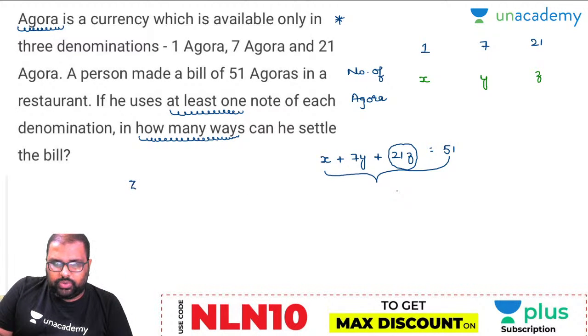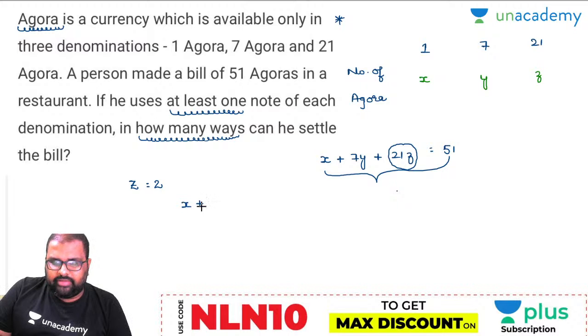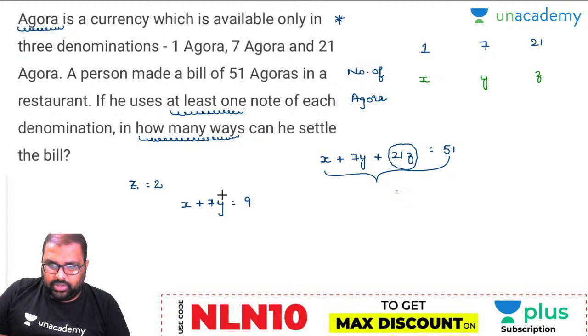If z is equal to 2, now your equation will become what? x plus 7y is equal to 21 twos are 42. Now see here, is it equal to 9? Yes. Now look here again, 7 twos are only, y satisfies only with one value and your x satisfies only with 2 value. Am I right or wrong?